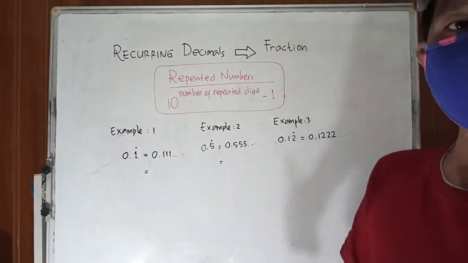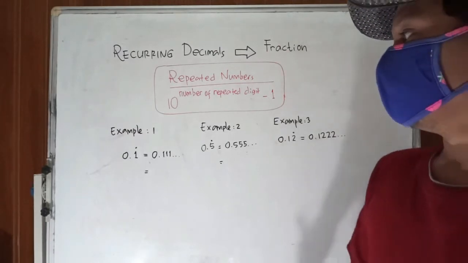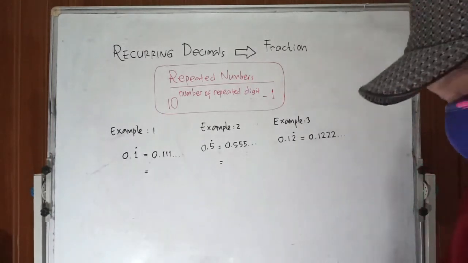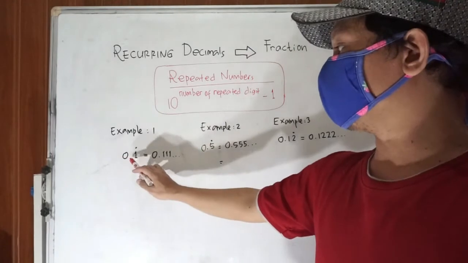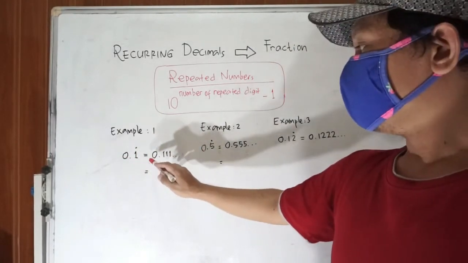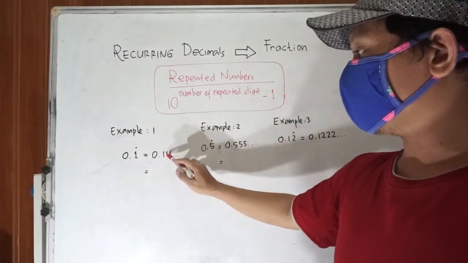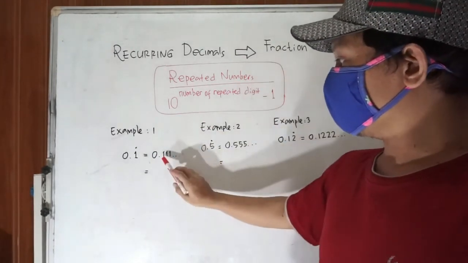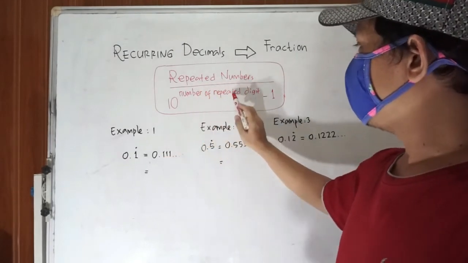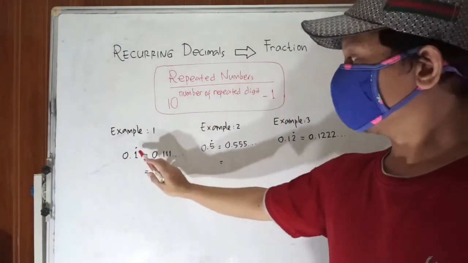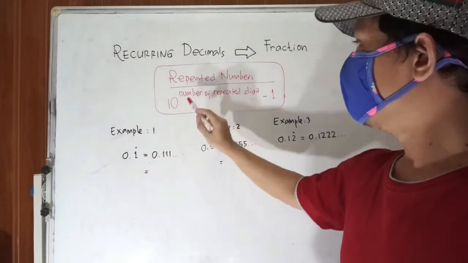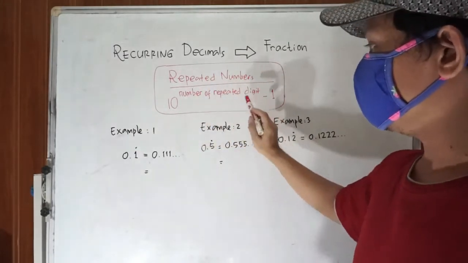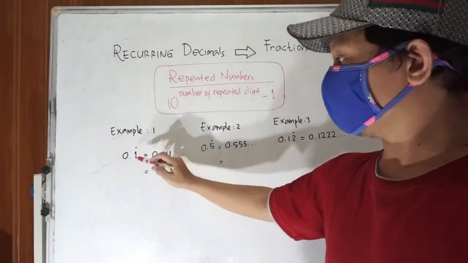Okay, I have 3 examples to make sure everything is clear. For example, 0.1 with a dot means 0.111 and so on. The repeated number is 1. Number of repeated digits, only 1. Only 1 digit, right? 1 digit.